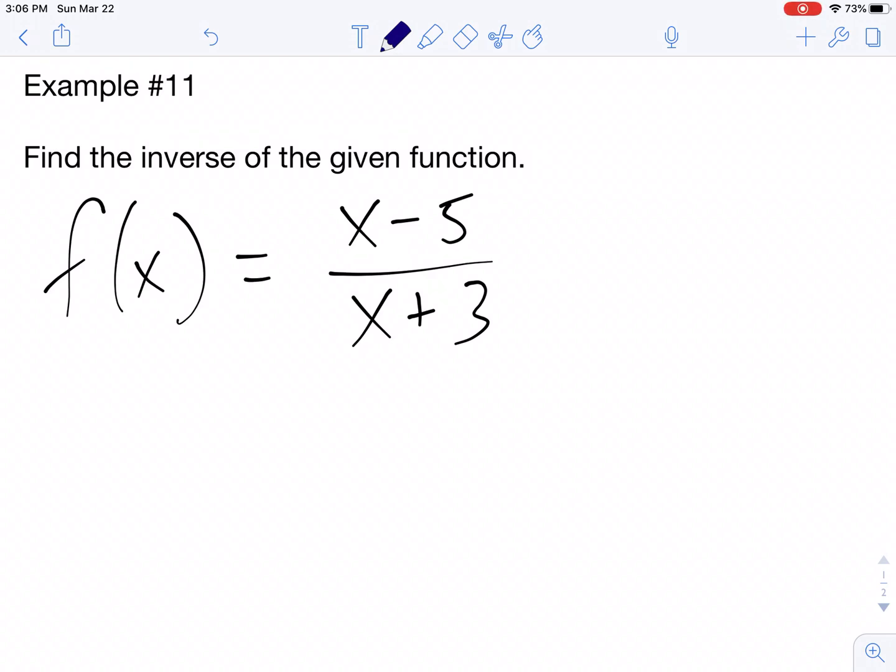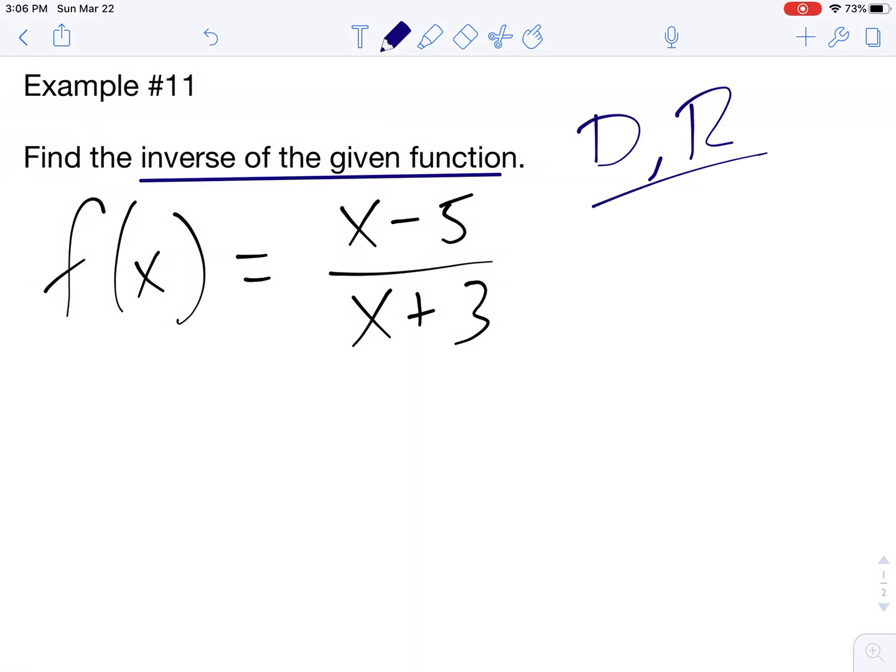Okay, so I have two more of these type of problems. This is the type of problem I put on an exam question. I'm simply asking you to find the inverse. I'm going to also ask you to find the domain and range at the end of this. But I always start with finding the inverse function first, obviously.